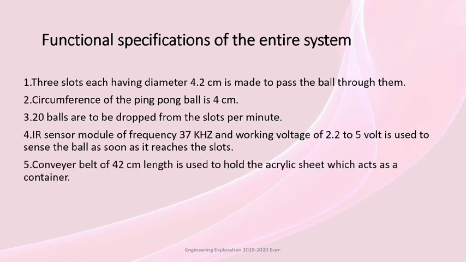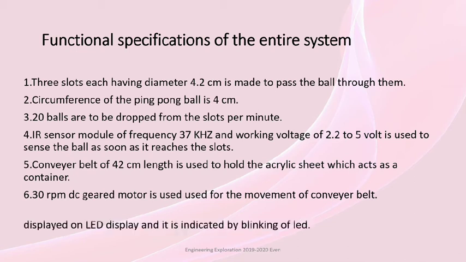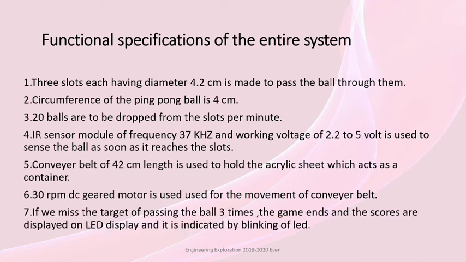Conveyor belt of 42 cm length is used to hold the acrylic sheet which acts as a container. A 30 RPM DC gear motor is used for the movement of the conveyor belt. If we miss the target of passing the ball 3 times, the game ends and the scores are displayed on the LED display and it is indicated by blink of LED.